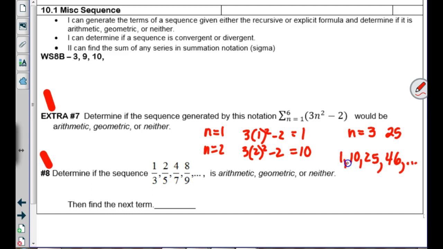Is that arithmetic, geometric, or none? Did I do any of them wrong, Zoe? They seem okay? Anybody notice I did one wrong? 4 times 3 is 12, minus 2 is 10. 3 squared is 9 times 3 is 27. This one goes up by 9 and then by 15, right? If you divide 10 divided by 1 is 10, that's clearly not 10. So this is neither. But the only way you're going to be able to tell, guys, is to generate the sequence and then decide, okay? Is this arithmetic, geometric, or neither?